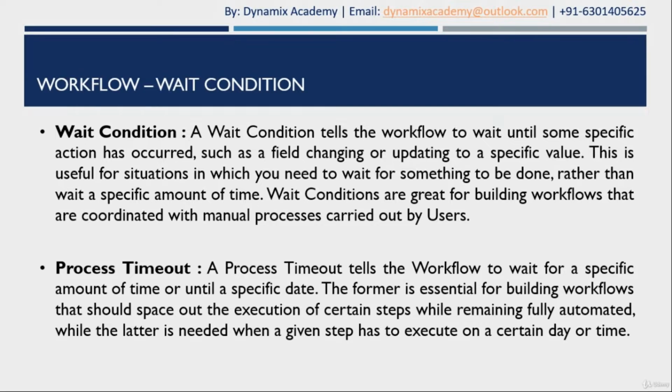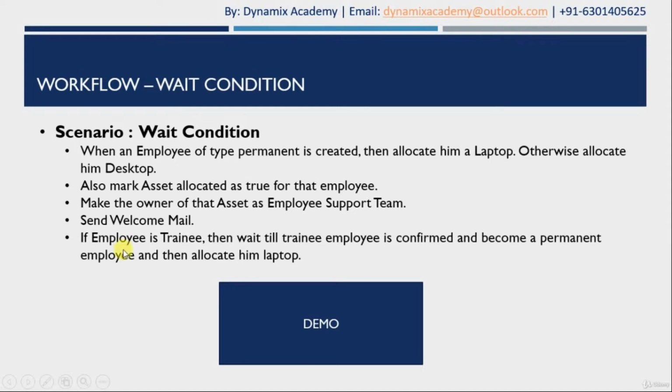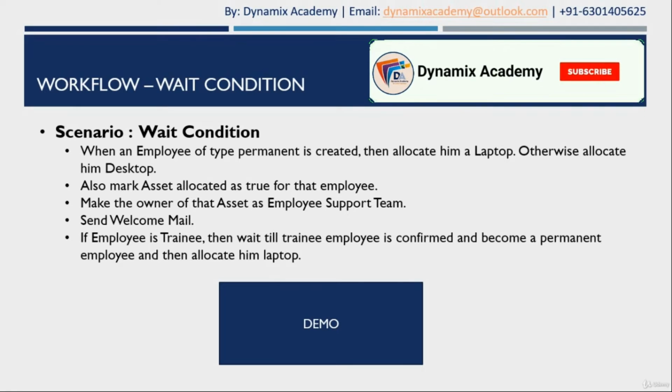So let us now understand this with the help of a demo. The change in our workflow will be that if the employee is a trainee, then wait till the employee is confirmed and becomes a permanent employee, and then allocate him a laptop. So until the employment type is changed from trainee to permanent, you need to deallocate the existing desktop and allocate him a new laptop. So in this scenario, we need to use the wait condition.